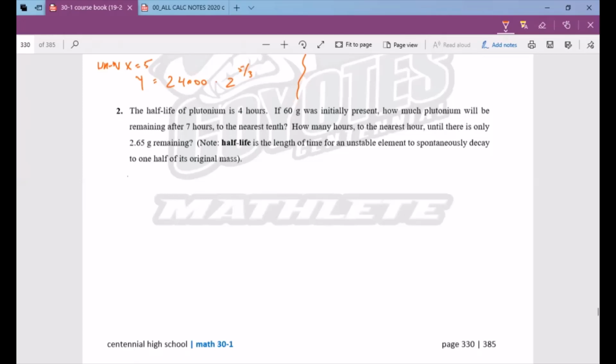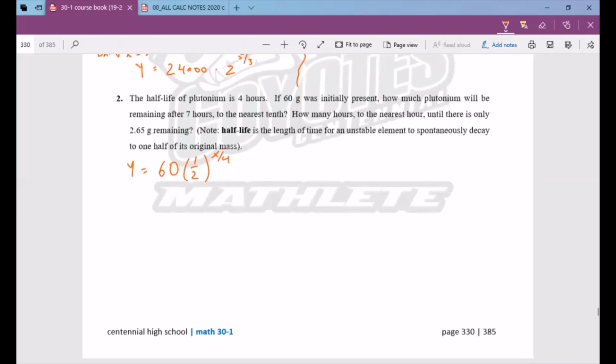So we start off with y is equal to, your initial was 60 grams. Your rate is 1/2. We're talking about half-life. Its period of decay is 4 hours. So this ends up being x over 4. So that's going to be our function.